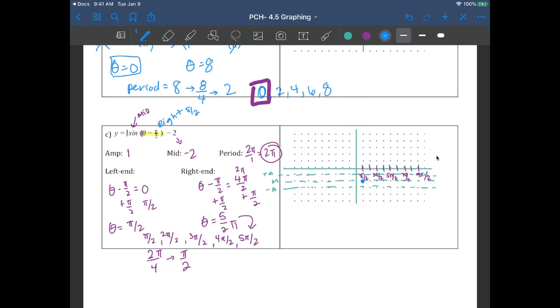Okay. Then we're going to go up to the high point, to the midline, to the low point, to the midline, to the high point, to the midline, to the low point, to the midline. And there is 2 complete cycles right there. Good thing I made a mistake. It helped me graph in the end. Okay. And that is it for right now.